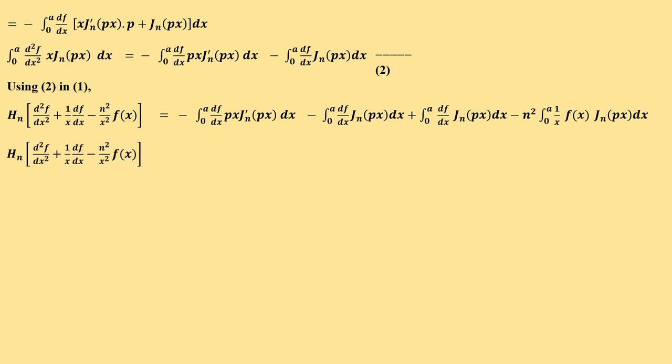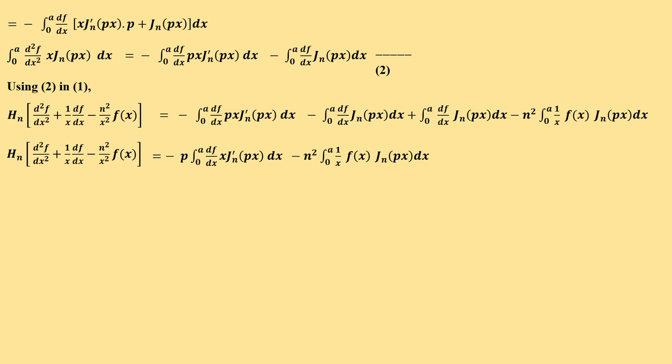Here the second term and third term get cancelled, because this is minus second term, minus integral 0 to a df by dx Jn of px dx. Then the third term is plus integral 0 to a df by dx Jn of px dx. So they get cancelled. Remaining, you are having minus p integral 0 to a df by dx x Jn dash of px dx. p is constant, take it outside of the integration, right?